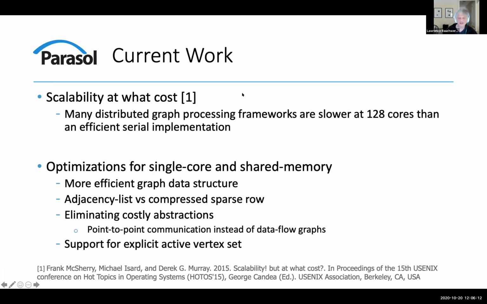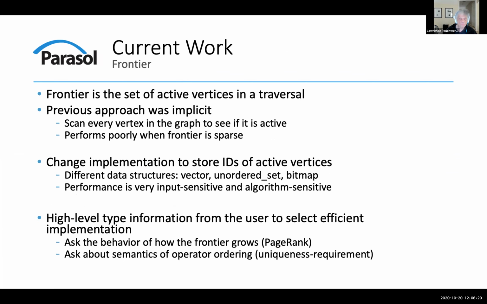So there is current work, right? We have distributed graph processing, and we use Frontier. So this work has actually been finished. When we traverse a graph, say in the BFS manner or something similar to that, there is an active frontier. How many nodes or vertices are active within one time?